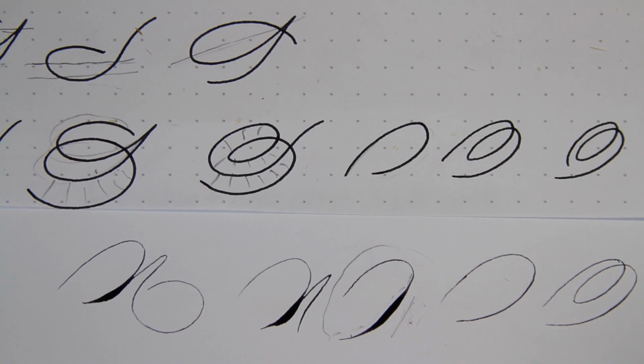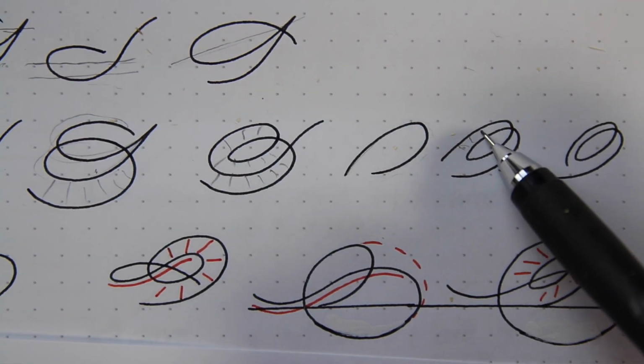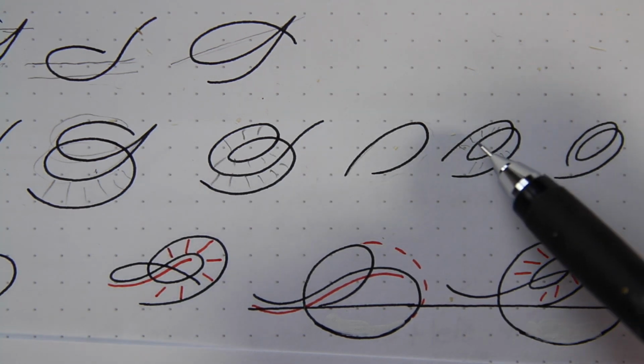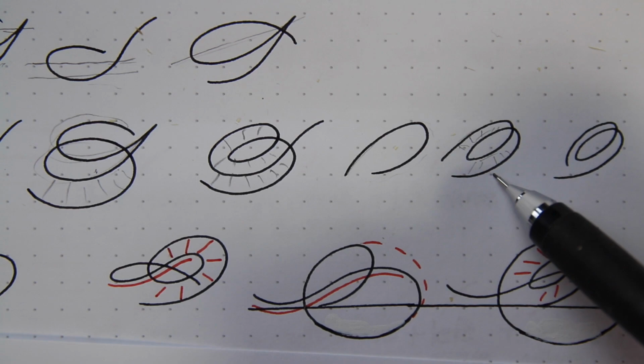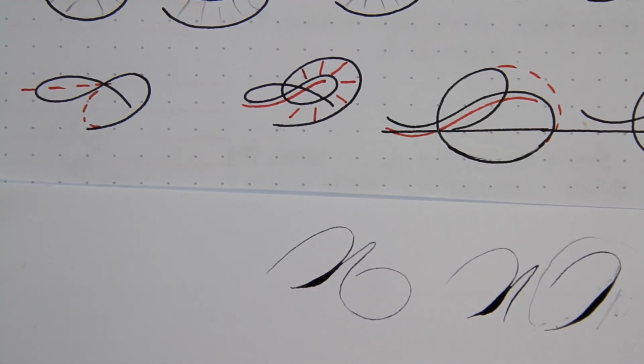Like so. And notice, again, the area between here and here is the same. The distance between the curves are the same. Here are some of what is considered more fancy capital beginnings.